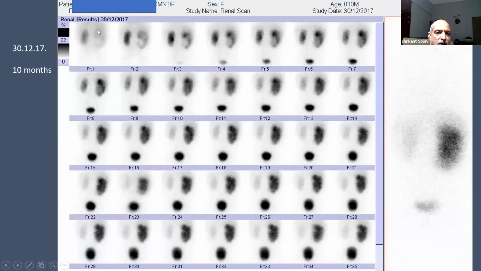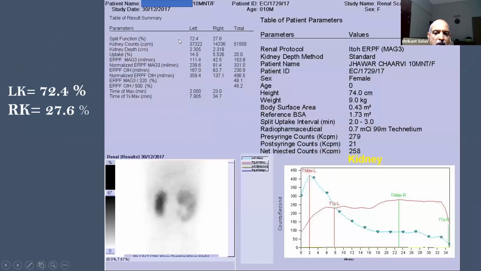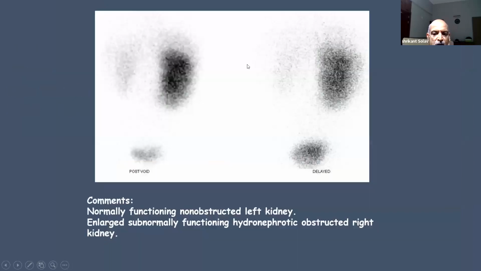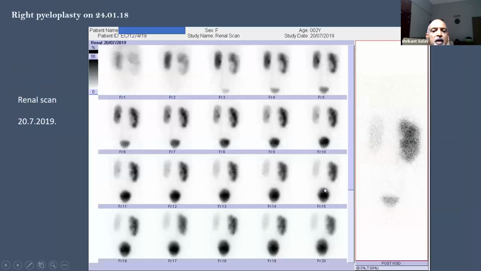Anyway, so here the patient came for a follow-up scan to us, and you can see here in 2017 at 10 months of age, the right kidney is dilated. It shows an obstructed pattern here, and the functional contribution is only about 27%. So what was done to this child after that enlarged, subnormally functioning, hydronephrotic, obstructed kidney? Pyeloplasty was done in the month of January, and subsequently the patient had a renal scan. And look at that. The right kidney is still dilated. It's still enlarged. It still shows prolonged intrarenal transit.